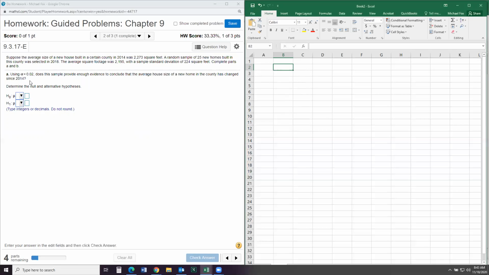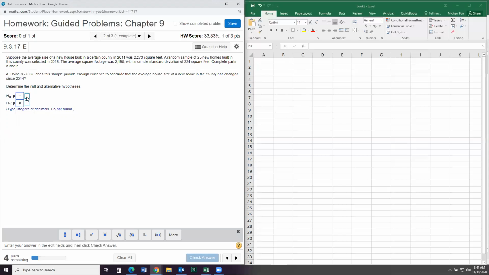All right, so first of all, figure out, we're going to use this in alpha 0.02 and decide whether or not this provides evidence to conclude the average house size has changed. So again, it's not asking if it went up or went down, just changed. So because of that, we're going to say our null is that it's equal to, and our alternative is that it's not equal to, and then it's going to be this claim here, or in this case, it's what the average was in the past. So 2273.